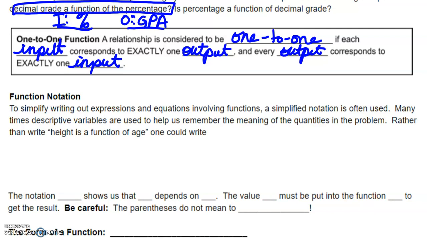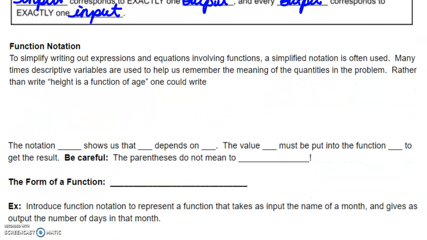Okay? Now, function notation. Let's do a little bit of this function notation first, and then we'll talk about being able to identify a function and whether or not that function is one-to-one. Function notation is basically just to simplify your writing when you're talking about different situations. To simplify writing out expressions and equations involving functions, a simplified notation is often used. Many times, descriptive variables are used to help us remember the meaning of the quantities in our problem. A lot of times a function is y equals f of x. When we're just generically looking at relations of each other, our notation is usually that.